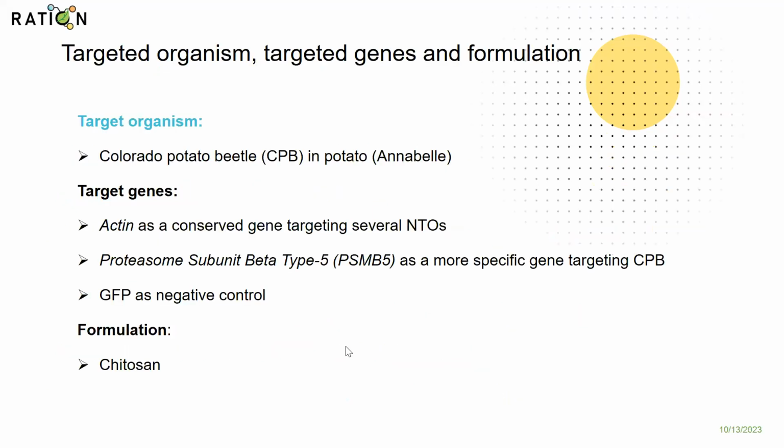As a target organism, we chose to work with the Colorado potato beetle in potato, and as a target gene, we chose actin as a conserved gene targeting several non-target organisms. We also chose to work with proteasome subunit beta type 5 as a more specific gene targeting the Colorado potato beetle. As a negative control we are going to use GFP, and as formulation we are going to use K2SAN.